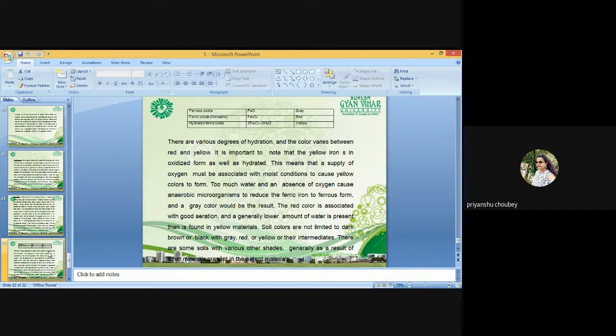Moist soils are darker in color than dry soils. Soil texture and structure: porous textured soils are usually lighter in color, while well structured soils appear darker in color. So here we completed soil color.